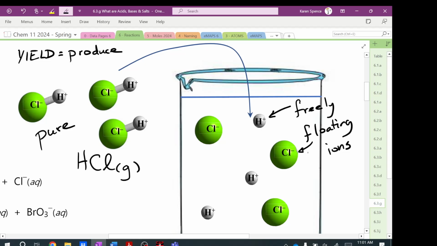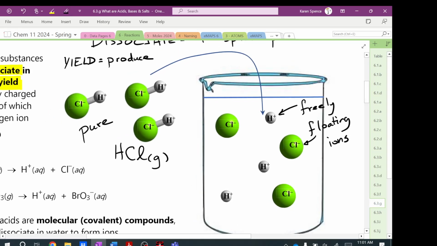Can you think of another type of substance that dissociates when you put it into water? You guys know. You do. Any kind of substance. No? Okay, we'll come across it. That's okay. We'll get there. All right, so it doesn't matter what the acid is.